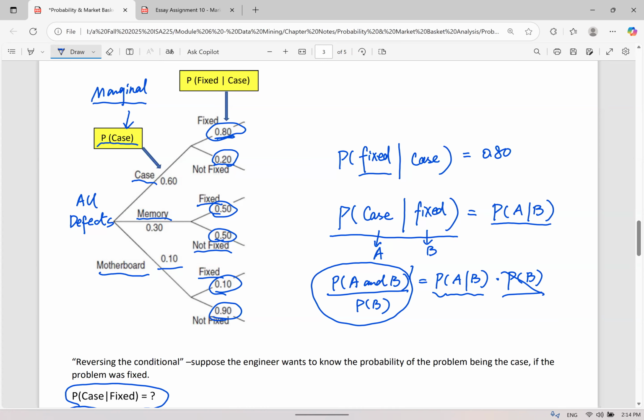Now let's plug into the detailed case. It will equal the probability of A, the case alignment problem, and get fixed, A and B, divided by the probability of B. So B is getting fixed.